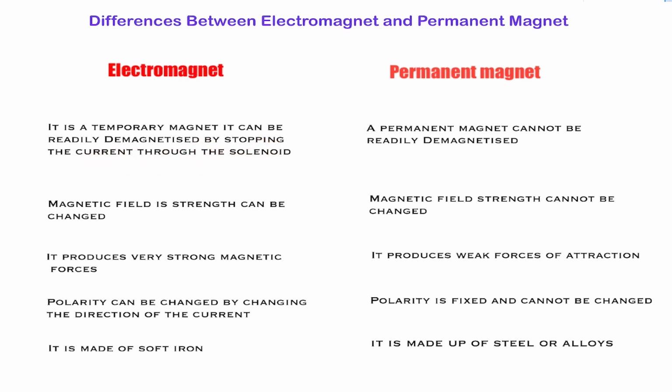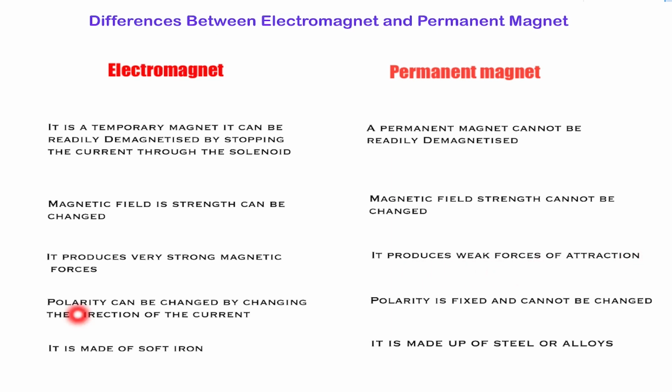Coming to the second point, the magnetic field strength can be changed. In an electromagnet, the magnetic field can be changed. If we want to increase the magnetic field, we will increase the turns in the coil. Hence, the current flow also increases. Hence, the magnetic field will increase. Whereas in a permanent magnet, the magnetic field strength cannot be changed. An electromagnet produces a very strong magnetic field, whereas a permanent magnet produces weak forces of attraction. Nothing but the magnetic forces are weak.